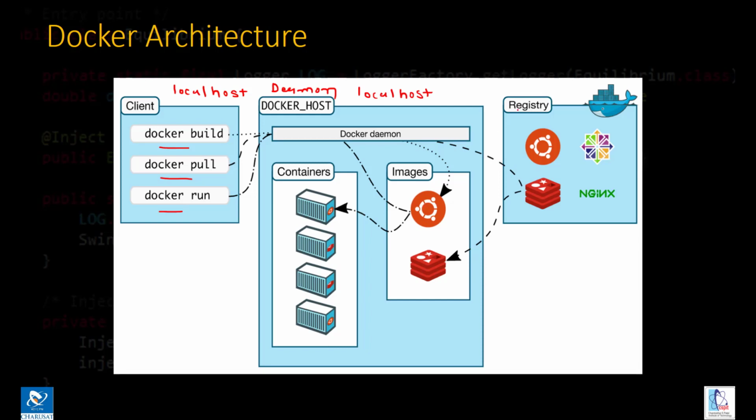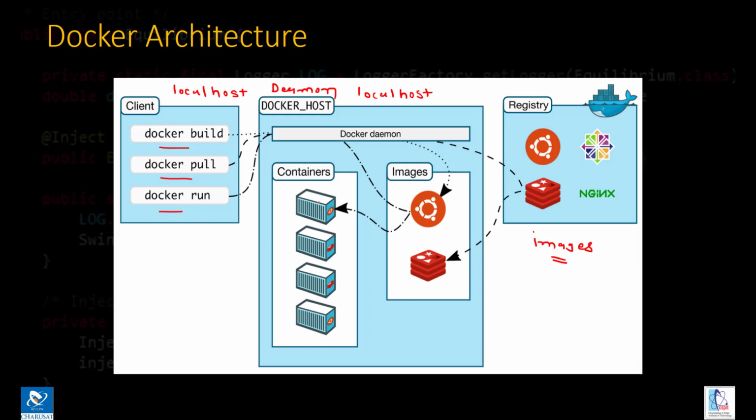Now there is one more thing, known as the Docker registry. The Docker registry is responsible for maintaining the bundled packages of software, which are known as images. The registry remains on a remote server, like Docker Hub. From there the Docker host can pull the images onto the local machine, and then run the images so that they become containers. This is all about the Docker architecture.